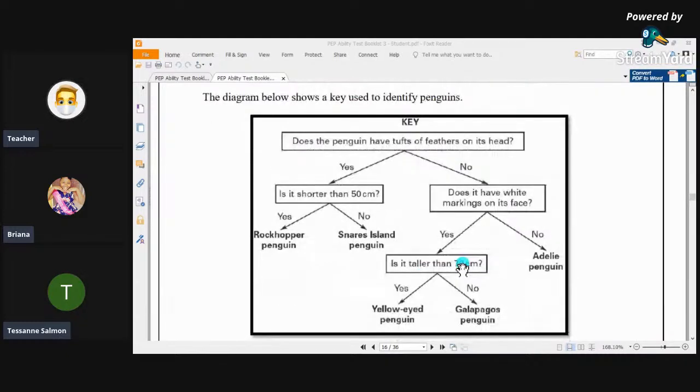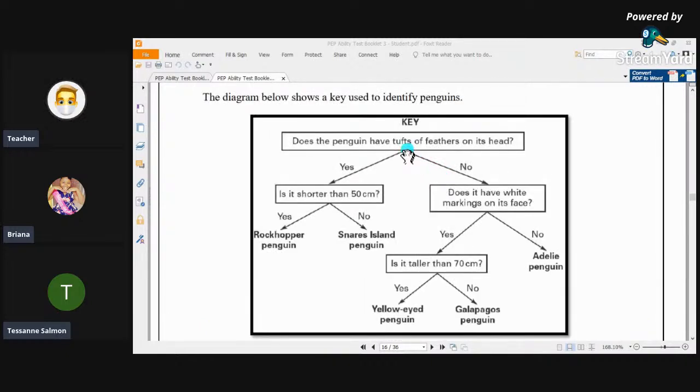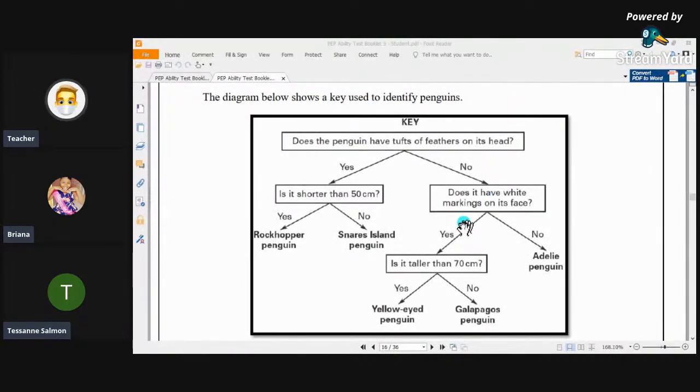Excellent. Again, now we have to test the conditions based on the information that is there to see which side it will fall on. First one, look at this, yes or no. We don't see a tuft of feathers there. So if it is no, then it's going to be on this side. Then the next condition, does it have white markings? Yes. So we have to continue down this branch. Then we get to this condition.